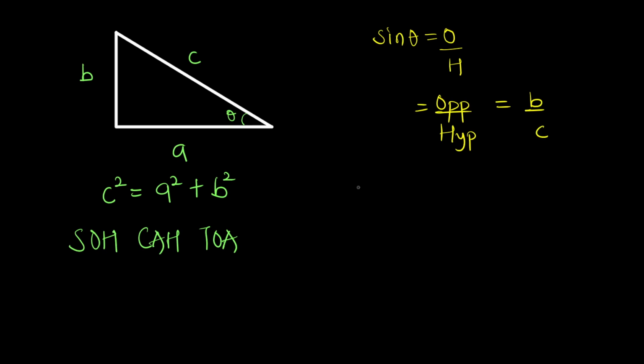Moving forward, we are going to have cos theta, which is equal to adjacent over hypotenuse. And the base value there, the adjacent is A, while our hypotenuse is the longest side, which is C.